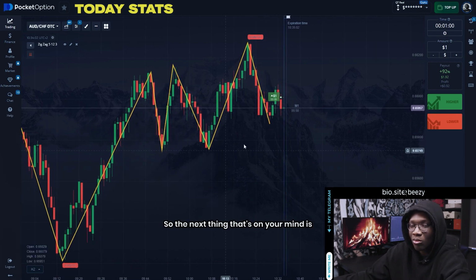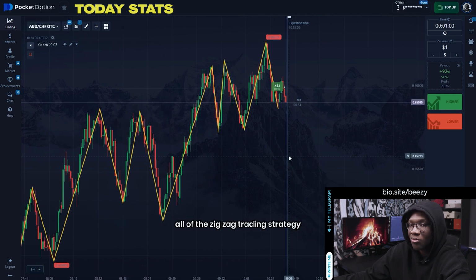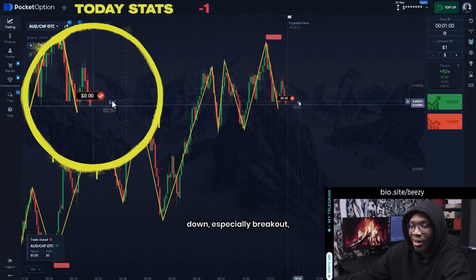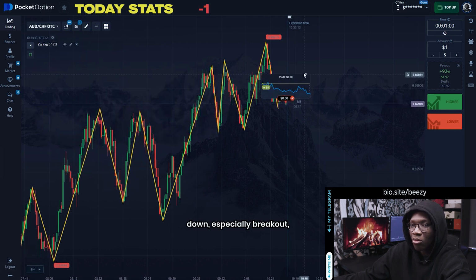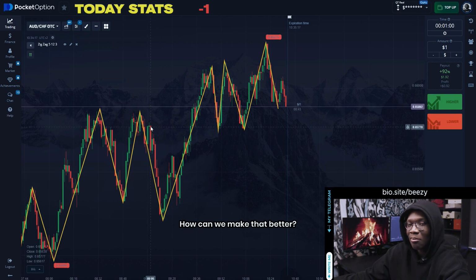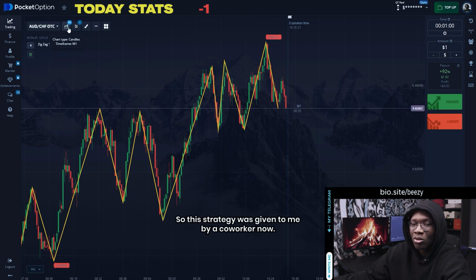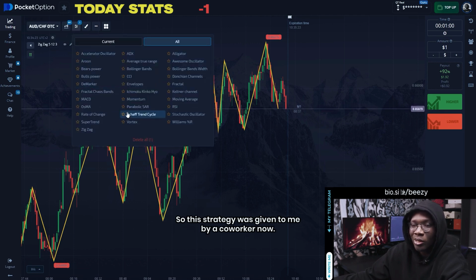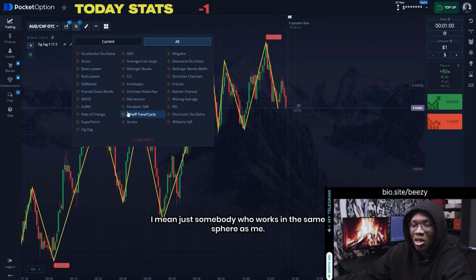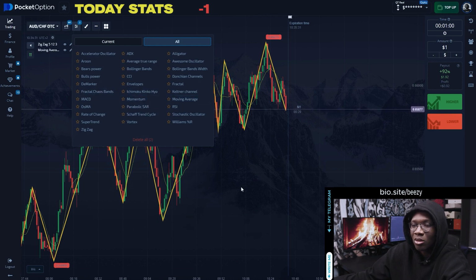So the next thing on your mind is, once you've had all of the zigzag trading strategy down, especially the breakout, now I'm going to show you how we can elevate that. How can we make that better? How can we make sure that we make some money out of that? This strategy was given to me by a coworker. When I say coworker, I mean just somebody who works in the same sphere as me, just another trader, and I've been wanting to try it out.